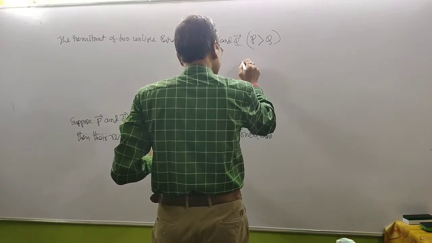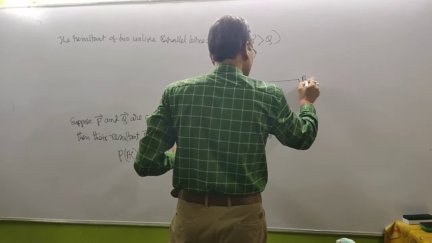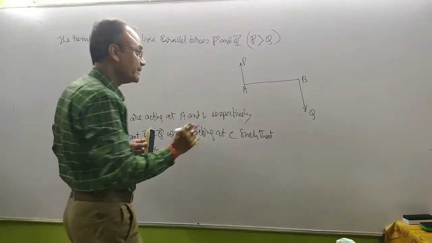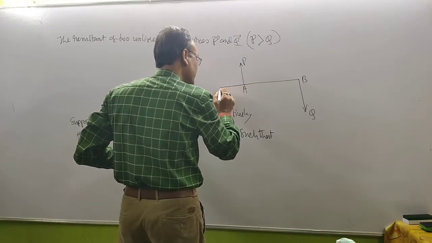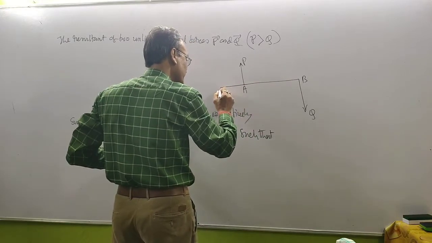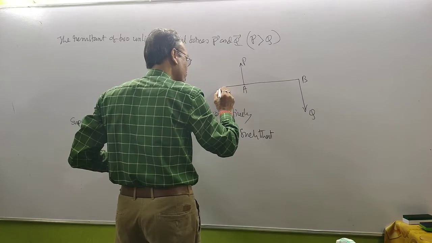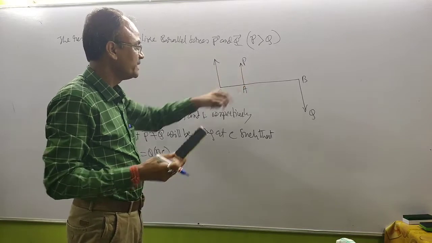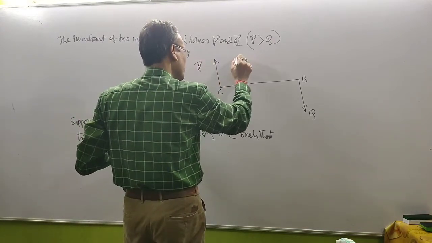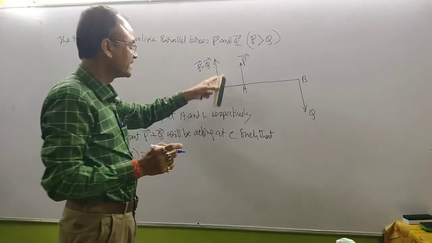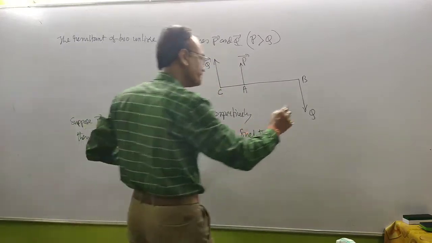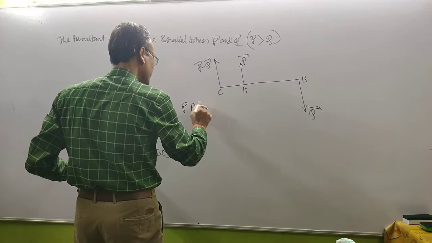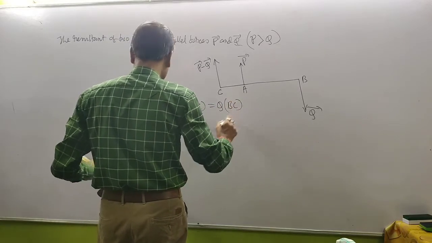Suppose P is acting at the point A. Q is acting at the point B. Then the resultant will be acting in the line BA at the point C in the line BA produced, and it will be like to the force P. The resultant will be equal to P minus Q and will be acting at the point C in such a way that P into AC equal to Q into BC.